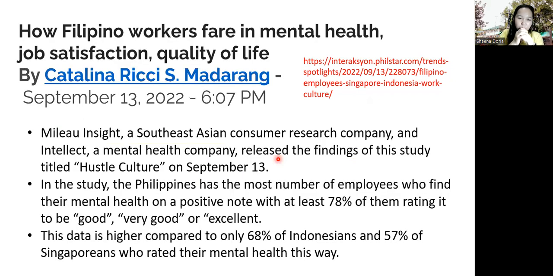Ayan. So, a Southeast Asian consumer research company, Intellect, raised the findings of this study, household culture. In the study, Philippines has the most number of employees who find their mental health on a positive note, with at least 78% of them rating it good, very good, or excellent. Di ba?